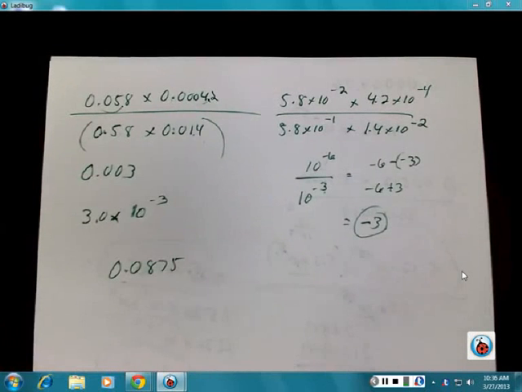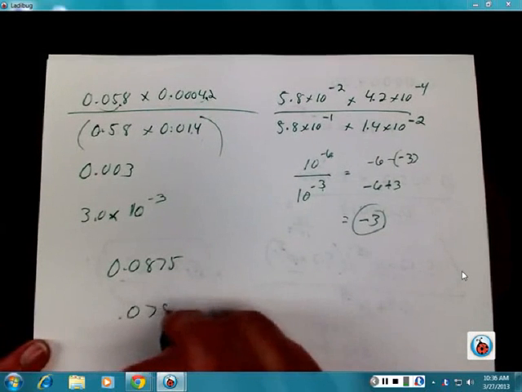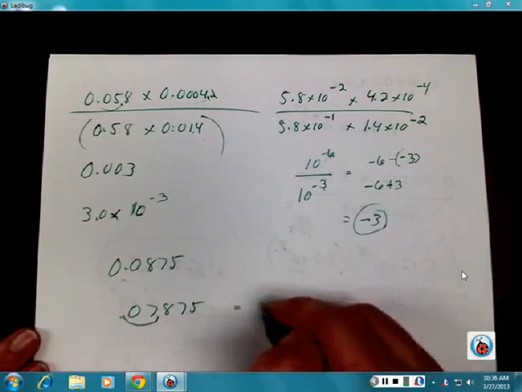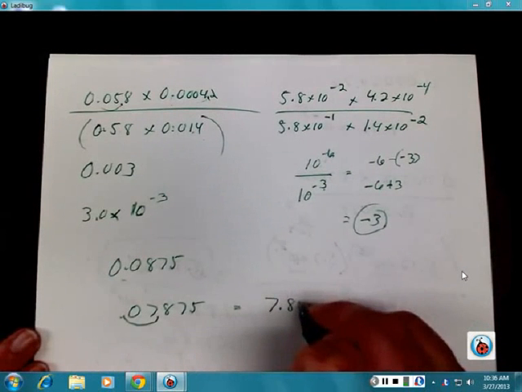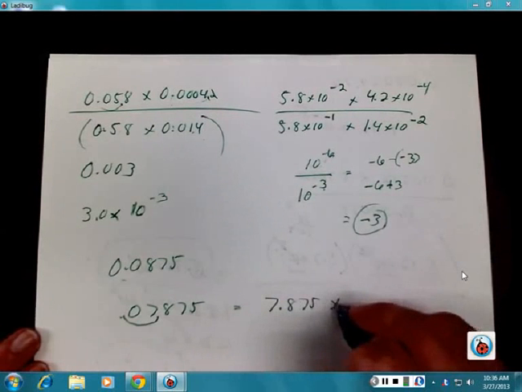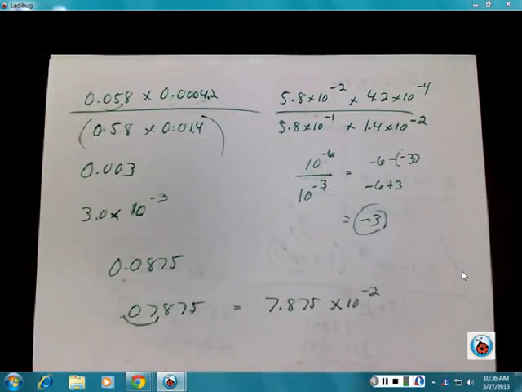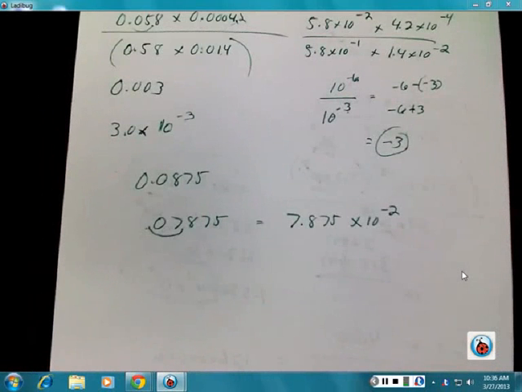0.07875. Oh, okay. When you turn that to scientific, you move it 2 spaces. Yeah, but that's what I'm saying. How do you write it? 7.875 times 10 to the -2nd. Yep. Okay? Because it's got to be turned back into scientific notation.